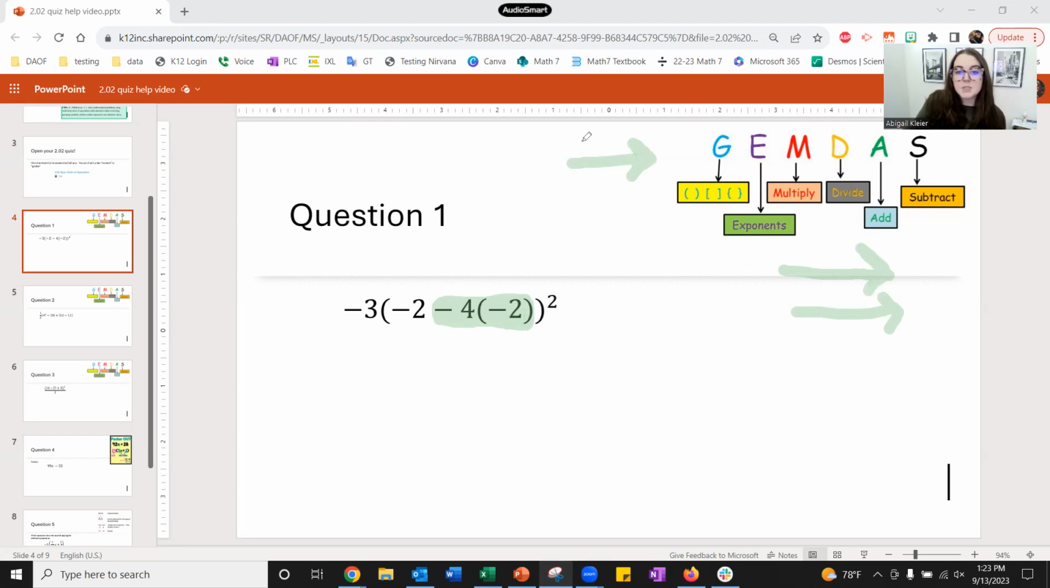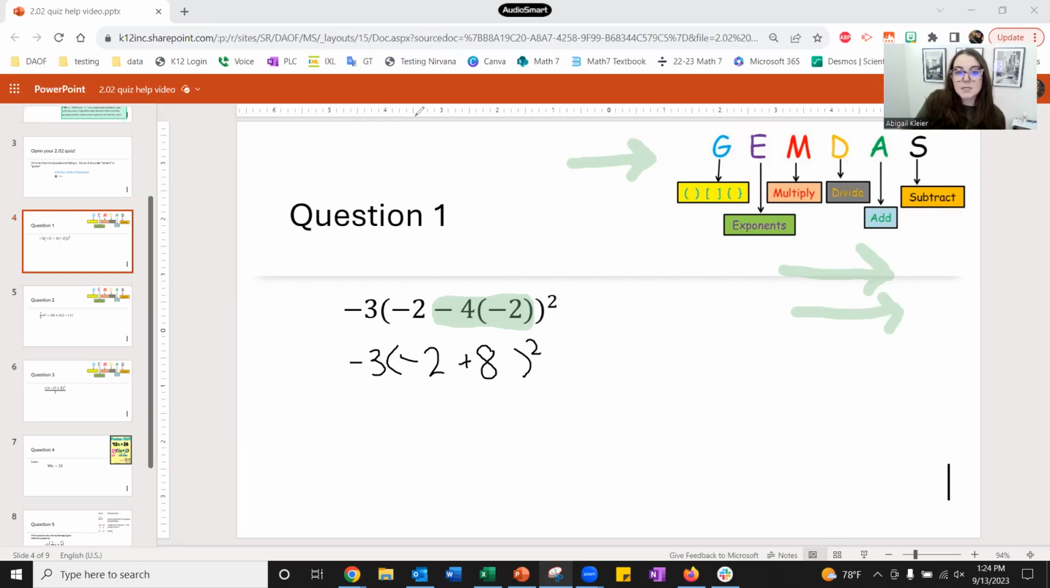-4 times -2. So we can go ahead and solve, and you'll notice I'm going to highlight just the part that we're working on just to keep it clean so we know what else to bring down. So we didn't use all of these, and so I'm going to write that down. -4 times -2 is a +8.